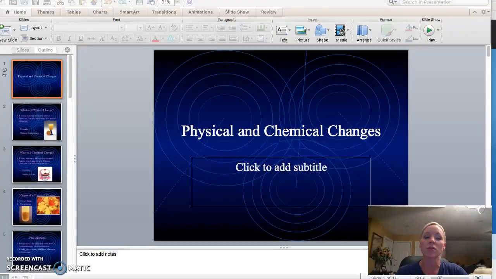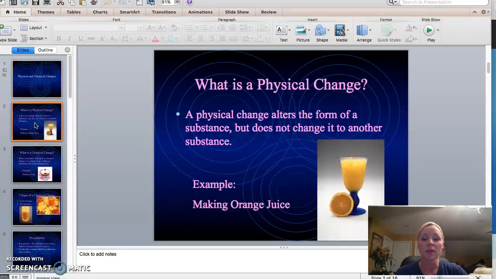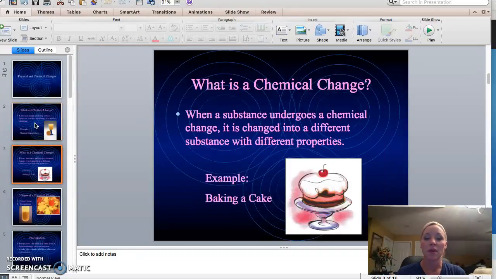We're going to go through a few slides talking about some different examples to get us a basic knowledge. A physical change alters the form of a substance but does not change it to another substance. Making orange juice, we are altering the form of this orange, but we're not making a totally different new substance. It's still orange, it's just in the form of juice and liquid instead of a solid. What is a chemical change? When a substance undergoes a chemical change, it is changed into a different substance with different properties.